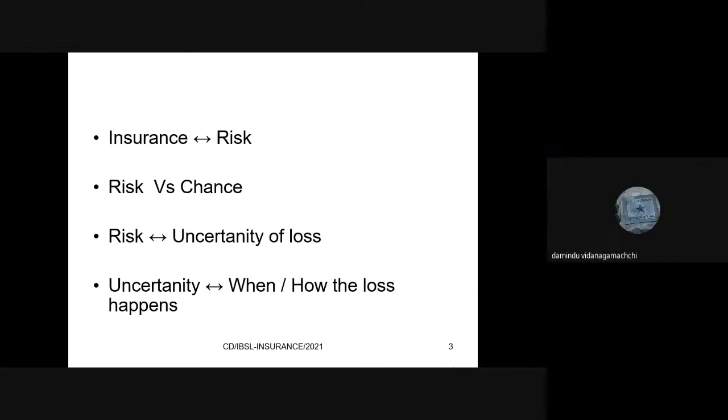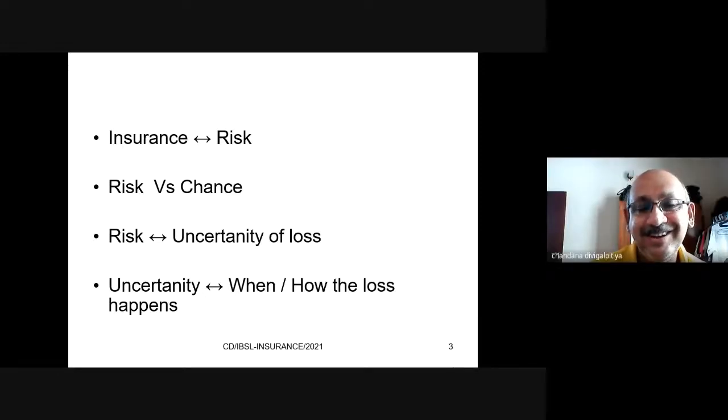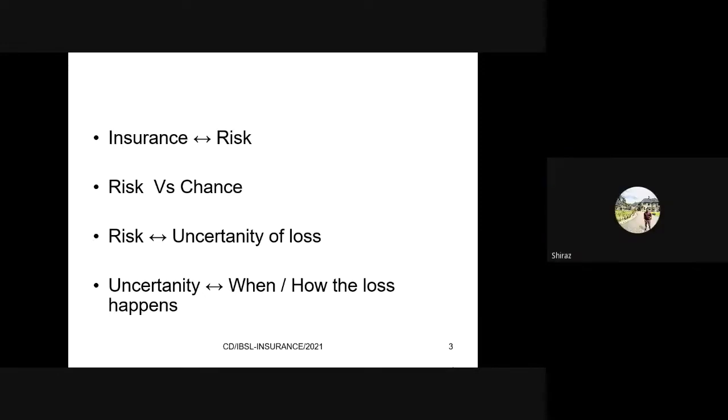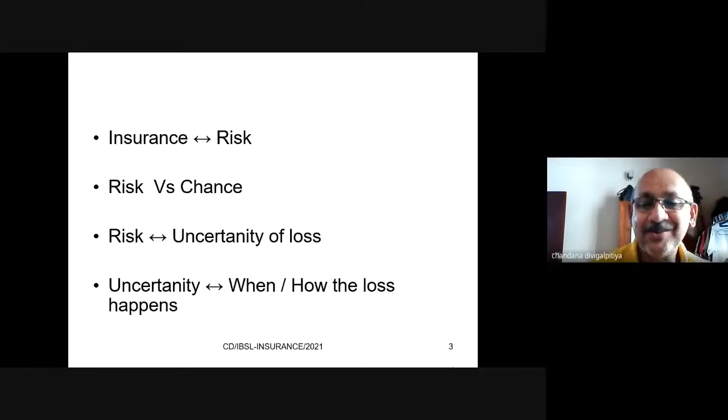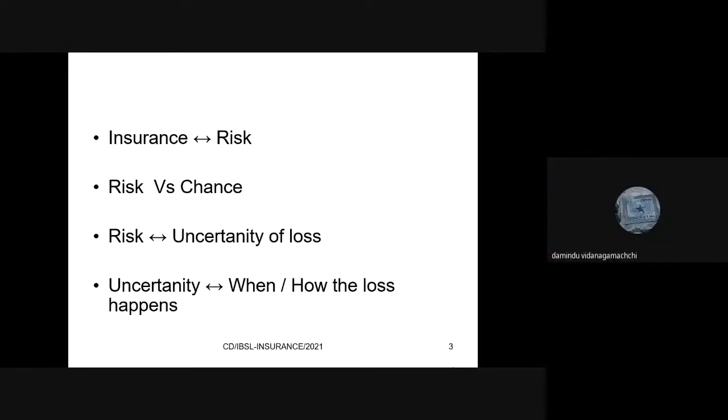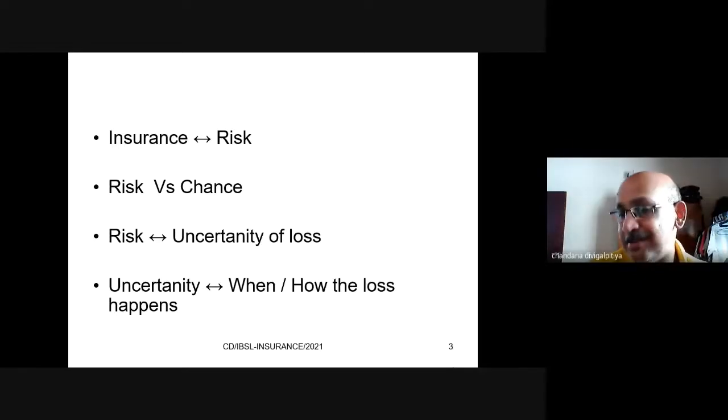It's a risk. Why? Then why do you want to marry? Big risk. So I don't know, no comments, right? So these are common examples.